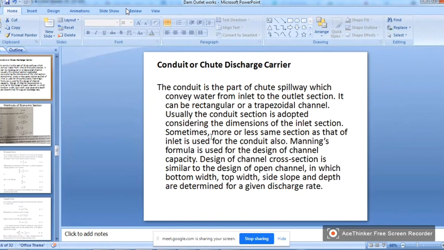And for conduit design, the channel section can be designed just like the design of open channel flow, or you can design a canal the same way. Similarly, you can design this conduit or chute discharge carrier, the channel section, using the Manning formula.